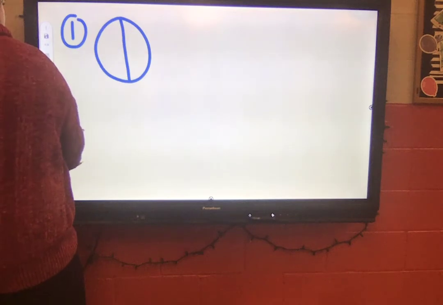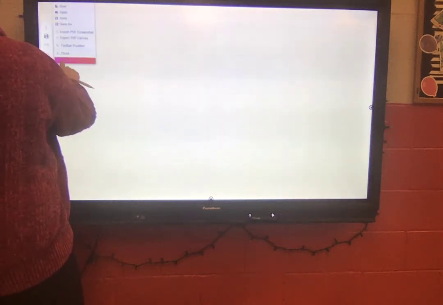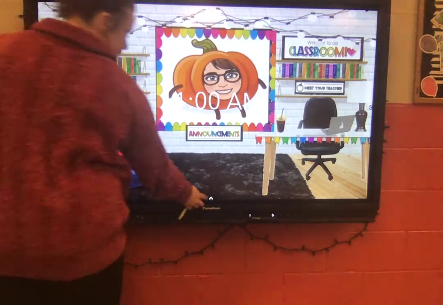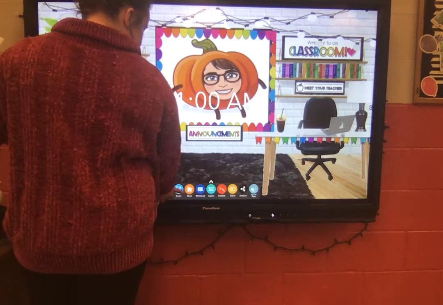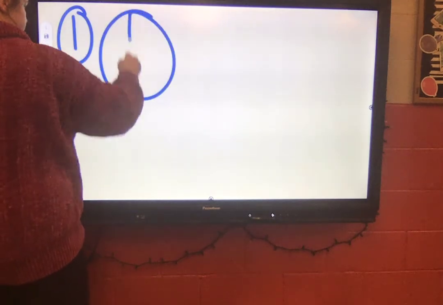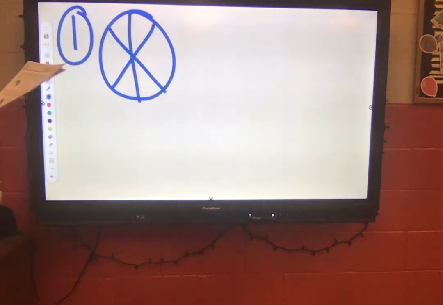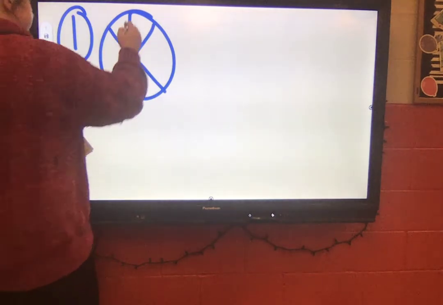Let me see if I can just have a circle. Oh no. That's too tiny. There we go. Okay, so now I need to color them in.